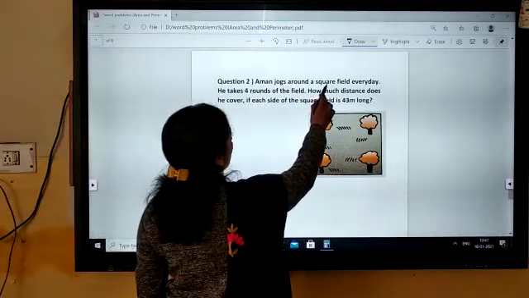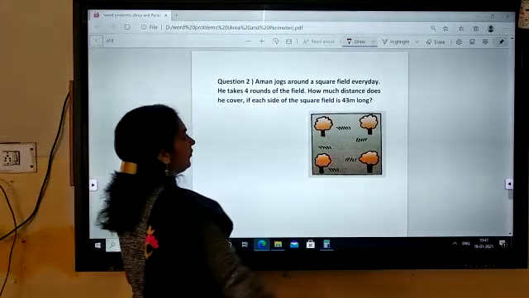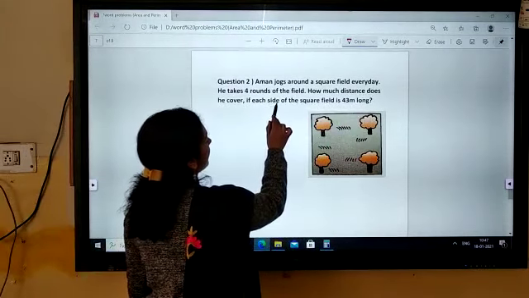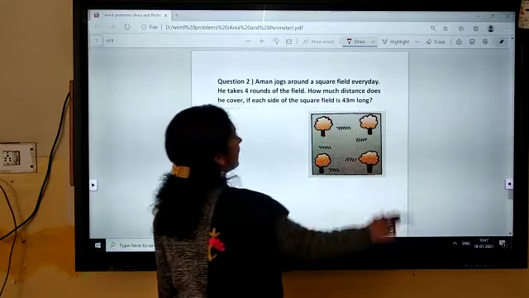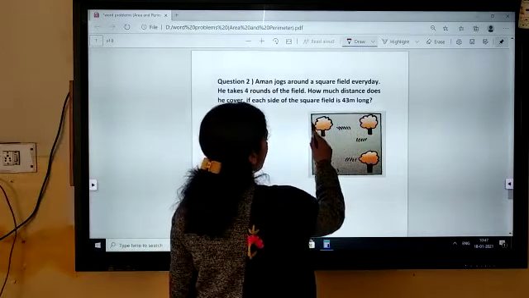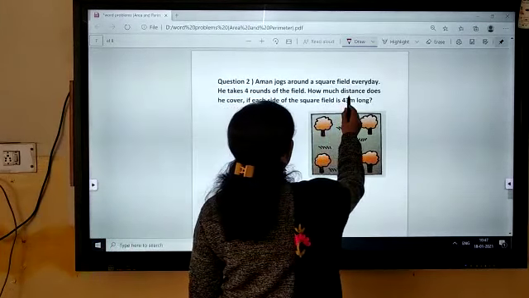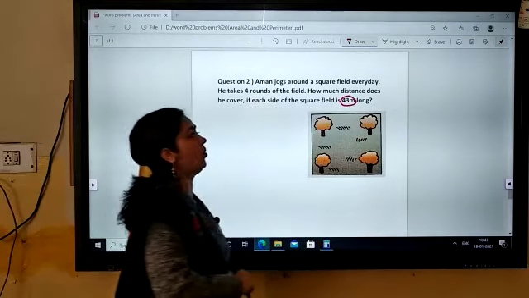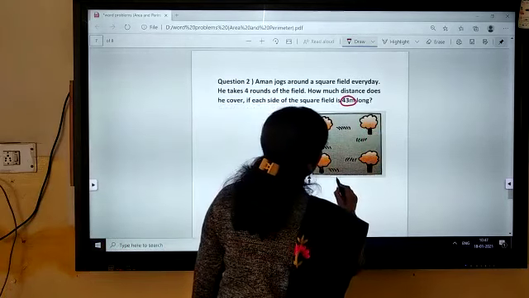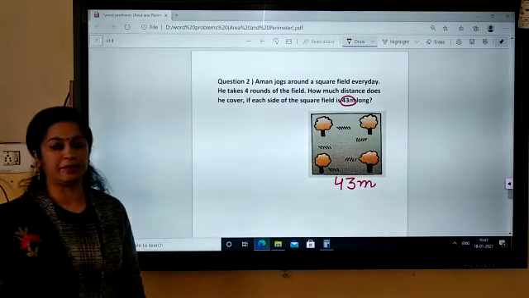Aman jogs around a square field every day. He takes 4 rounds of the field. How much distance does he cover if each side of the square field is 43 meters long? As we know, all sides of a square are equal, and here what is given? The length of one side is 43 meters. Means all the sides of this square are 43 meters.